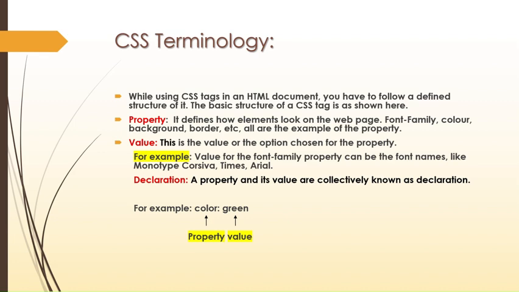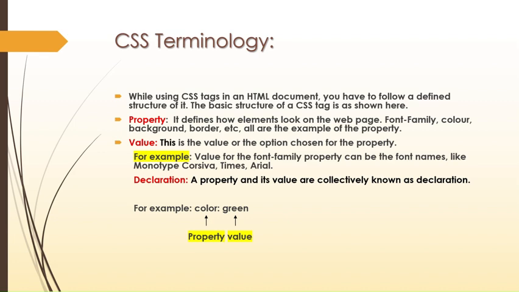Our first and the most important tag is CSS property. This property defines how elements look on the web page. For example, font family, color, background, border, etc. are all examples of the property. Do you remember that in our last session we have done all these things from the property sector? Yeah. So let's move towards the next.